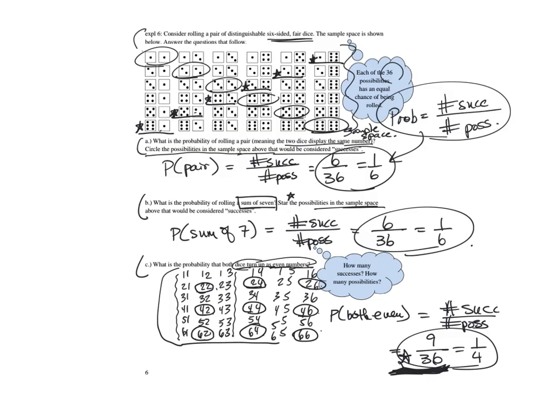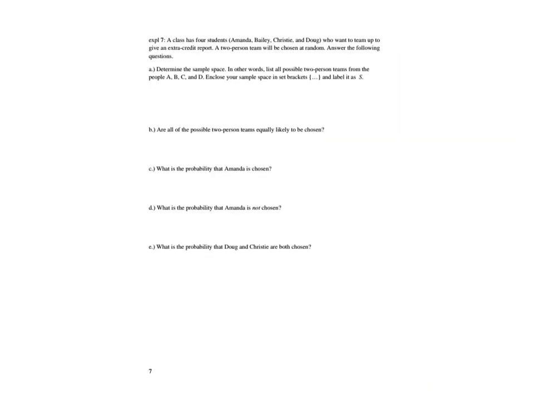Okay. This one, number 7, is here because specifically you have one like it in your homework. It says a class has 4 students, very small class, who want to team up to give an extra credit report. A 2-person team will be chosen at random. Answer the following questions. First of all, A, determine the sample space. In other words, list all possible 2-person teams from these people, A, B, C, D. I'm going to write it as S equals. I'm going to go from there. All right.